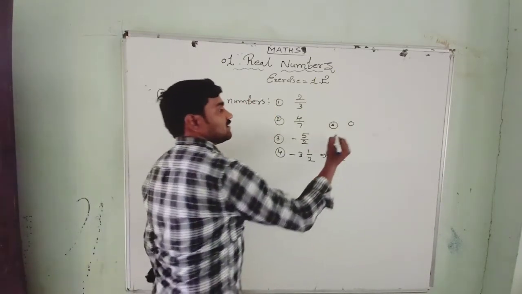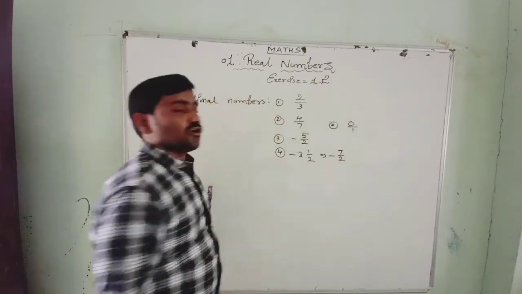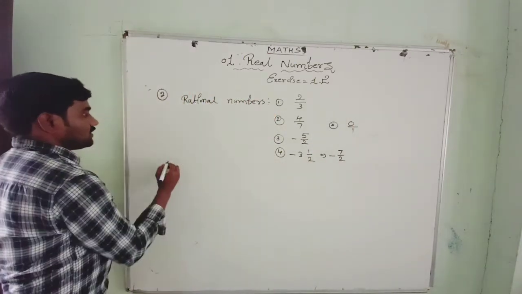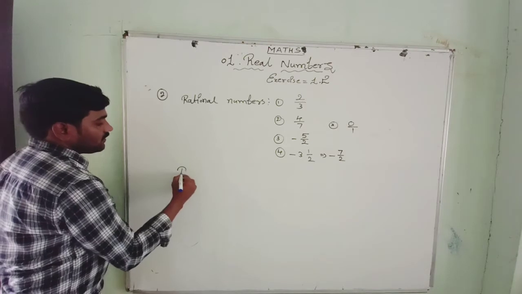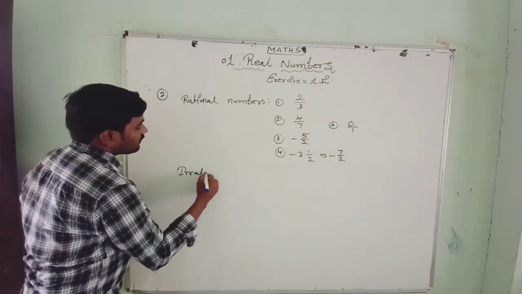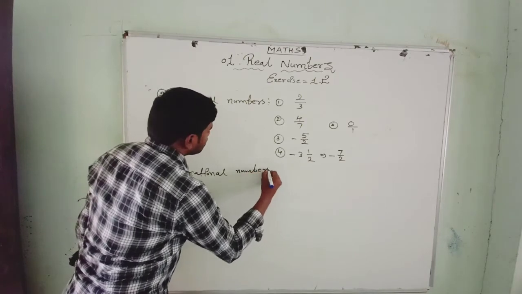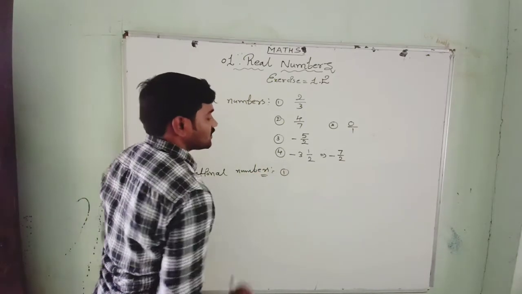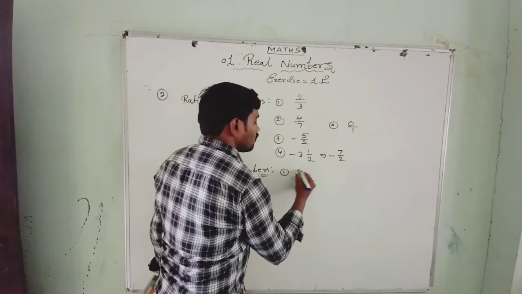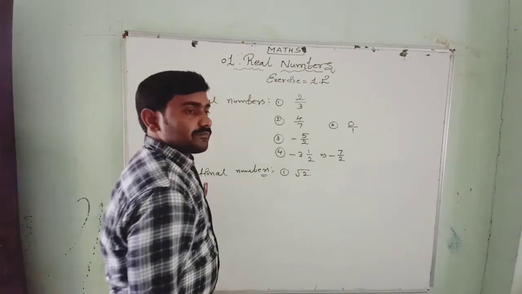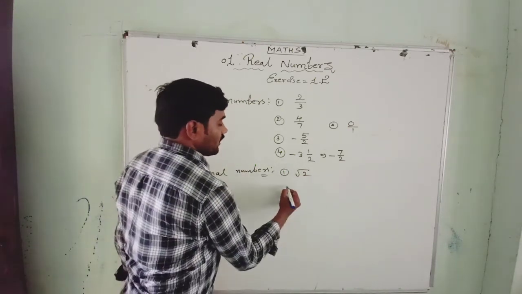Why is 0 a rational number? 0 can also be written as 0 by 1. Yes. Now, the second one, the next 4 examples of irrational numbers. What are called irrational numbers? See, different examples I will give you. Root 2 is an irrational number because root 2 value we cannot know directly.